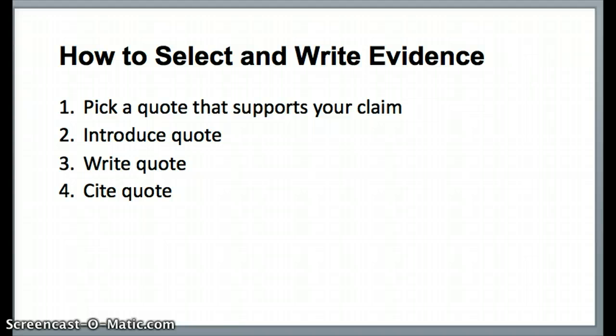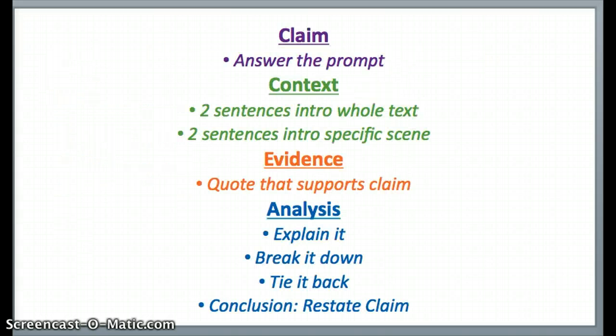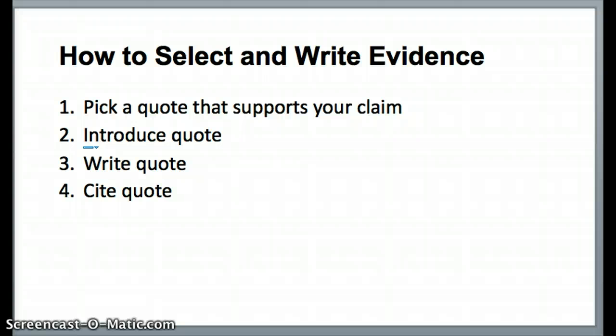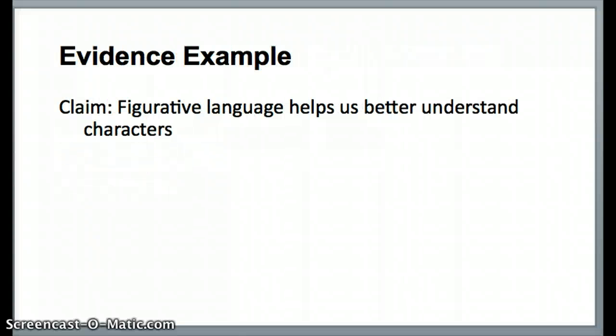So there are four parts or four steps to writing your evidence. First, you pick a quote that supports your claim, not just any quote, but the quote that best proves your claim, and that was the first sentence of your paragraph. Then you introduce the quote, you write the actual quote from the book, and then you'll cite the quote. So here is an example.